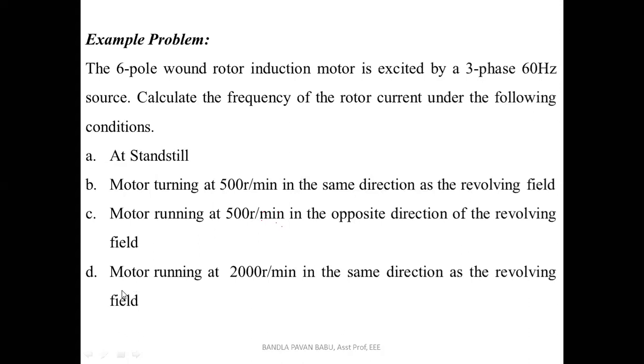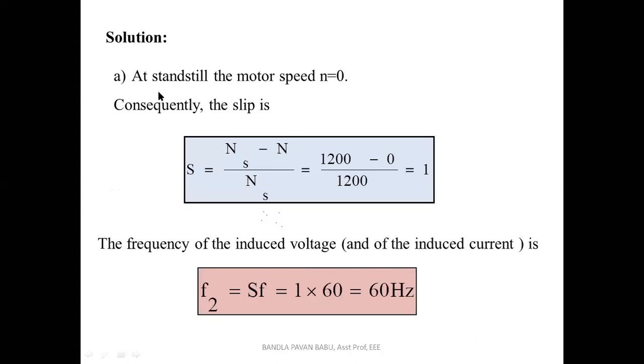Next, last case, the motor running at 2000 rotations per minute in the same direction as the revolving field. Here this is also the same, but it runs at 2000. Okay, so let us see the solution here. First case is a standstill. Okay, so we need to find out the slip, right? At standstill, by default we can write it as 1, but let us check it out.